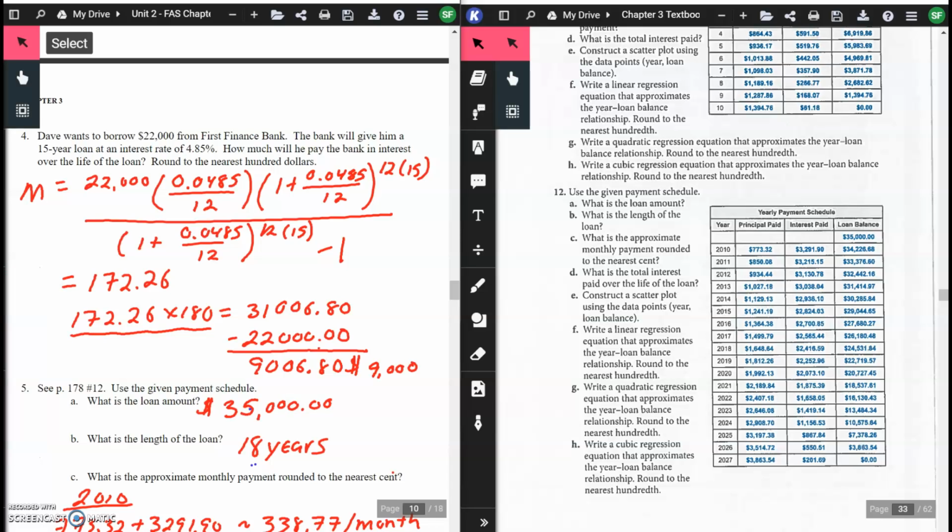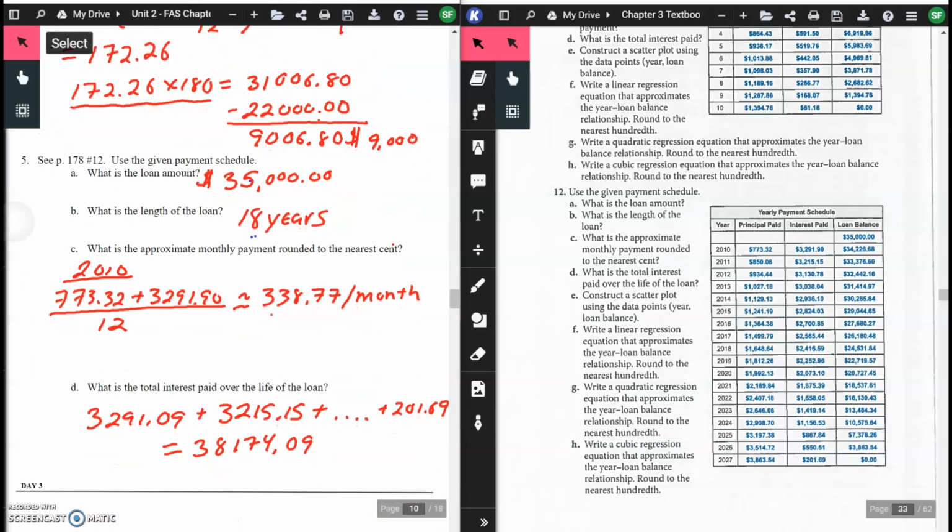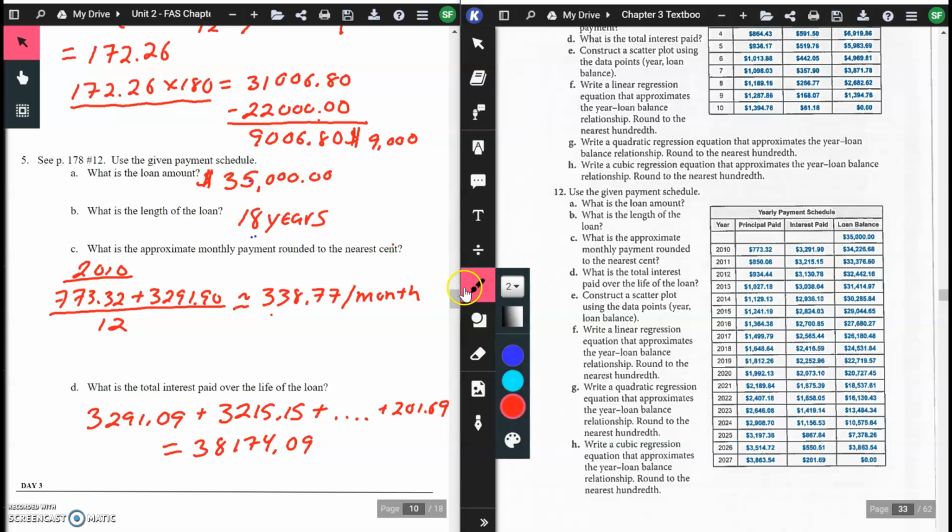Okay. Question 5, last one here. See page 178, number 12, which is off to the right-hand side here. In number 12, you'll see a big table with all of your loan balance, all the years you paid, the principal you paid, the interest you paid, all that information is right in the table. So it says, what is the loan amount? Well, the loan amount is right up here at the top. So the initial loan amount is right there at $35,000. The length of the loan from 2010 to 2027, so if you count those years, that would be 18 years worth of payments.